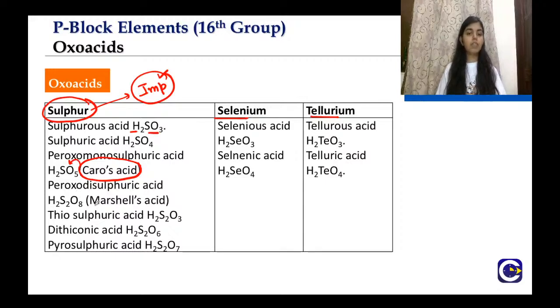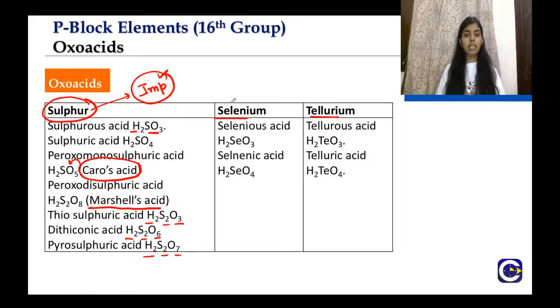Peroxodisulfuric acid is known as Marshall's acid. So, Marshall's acid formula would become H2S2O8. Okay. Thiosulfuric acid, H2S2O3. Dithionic acid, H2S2O6. Pyrosulfuric acid, H2S2O7. So, amongst these, Caro's acid, Marshall's acid, sulfuric acid, sulphurous acid and the thionic acid series are important from the examination point of view.